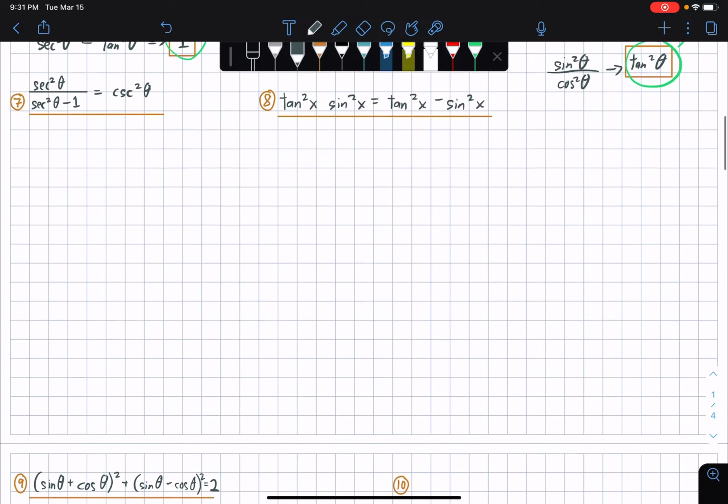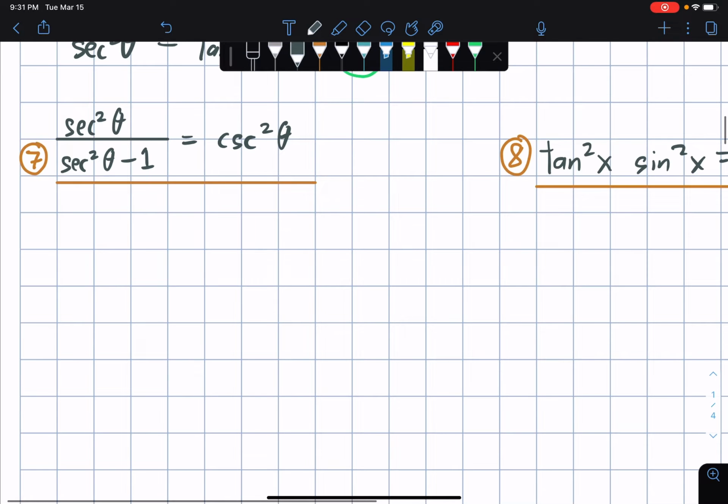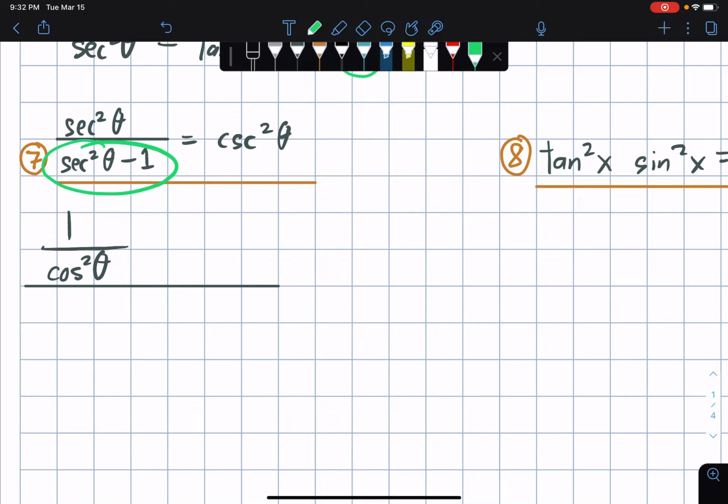Let's move to number 7. Okay, so for number 7, let's start with the numerator. Let's translate it into cosine. So this is what we get. For the denominator, secant raised to 2 theta minus 1. By the way, you might be deceived, but this one is not equal to cos raised to 2 theta. It's the other way around. One should be positive and second should be negative. Okay? So please take note of that.